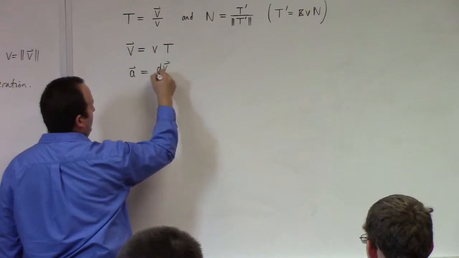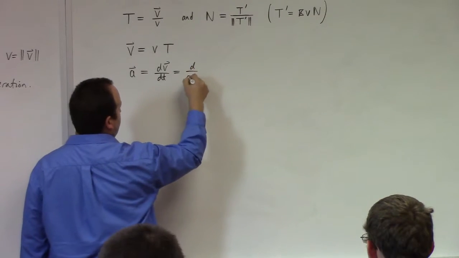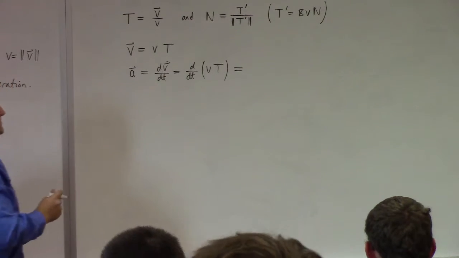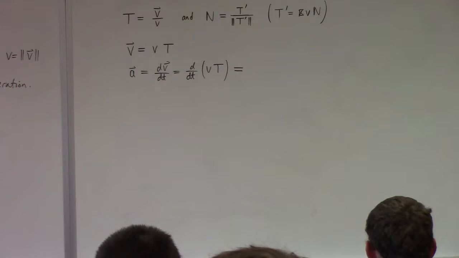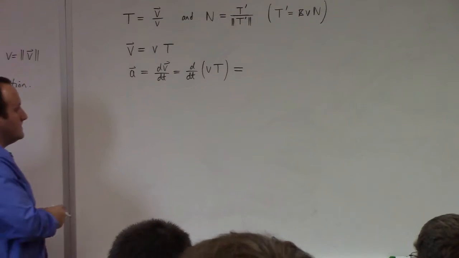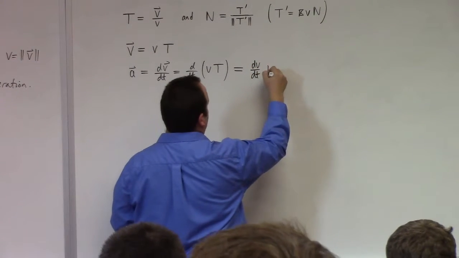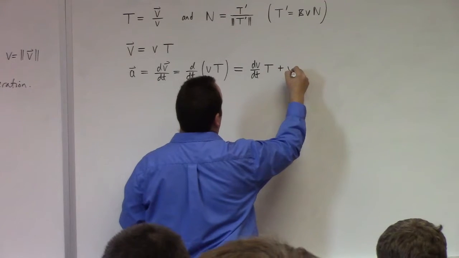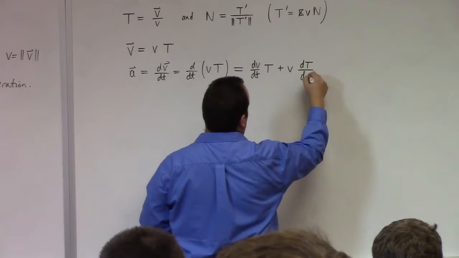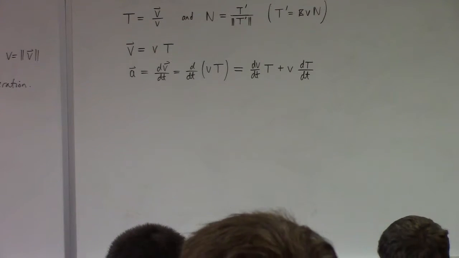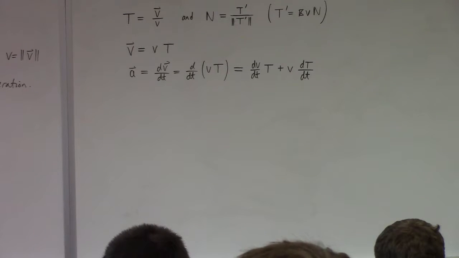dv/dt, right? Of course. That's d/dt of vT, which is what? Product rule, am I right? So we have dv/dt times T plus what? Plus v times dT/dt, which is just T prime, of course, right? Too many T's? Sorry, it is what it is. I didn't make up this notation, I'm just using it.